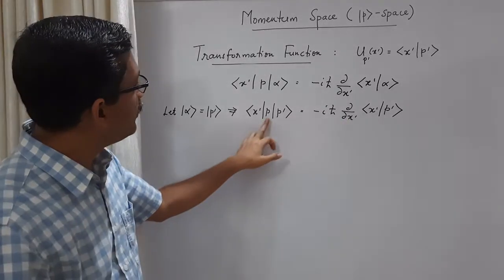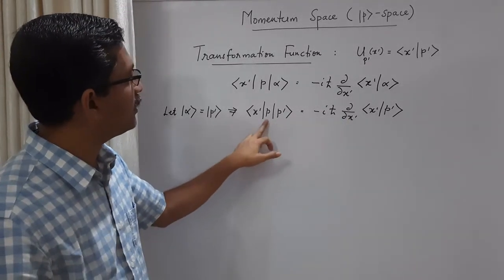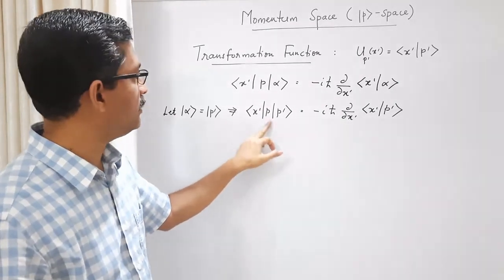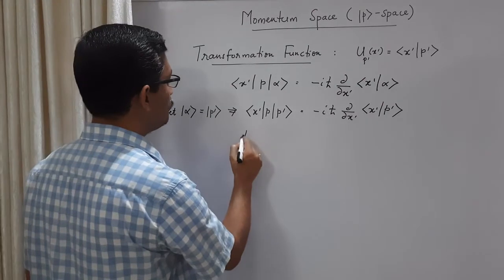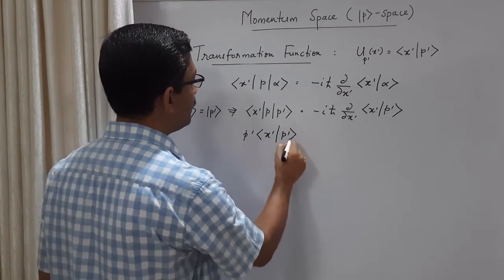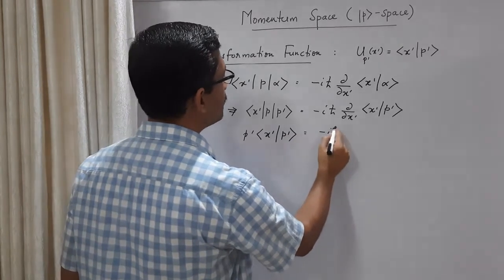Now on the left side, when the momentum operator acts on the momentum eigenket, we get the eigenvalue p prime times the eigenket, and this eigenvalue we can take out. So we get p prime times bra vector x prime ket p prime, equal to minus i h cross.